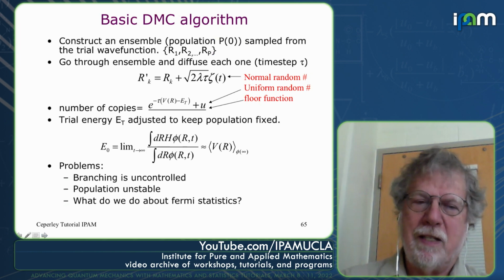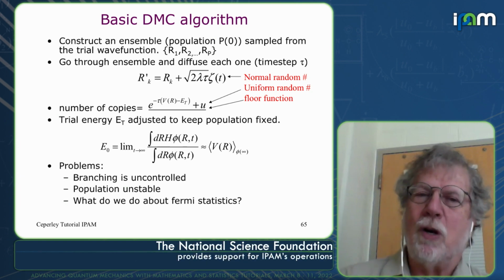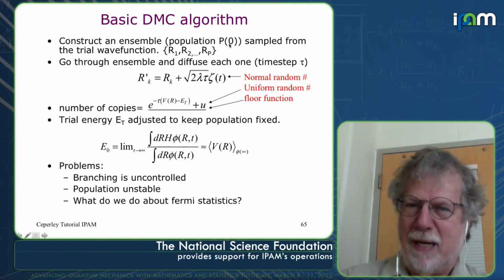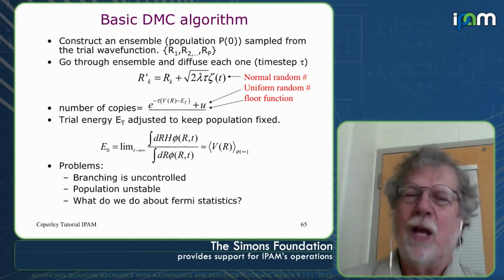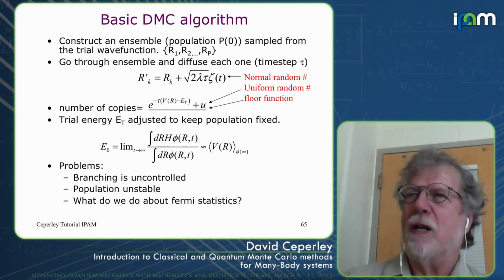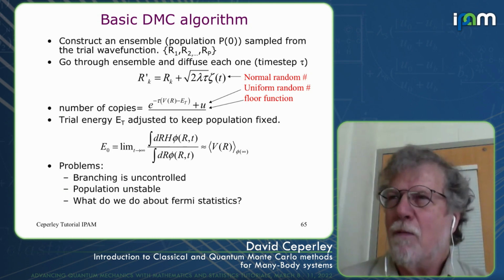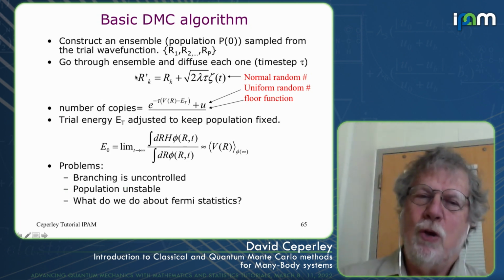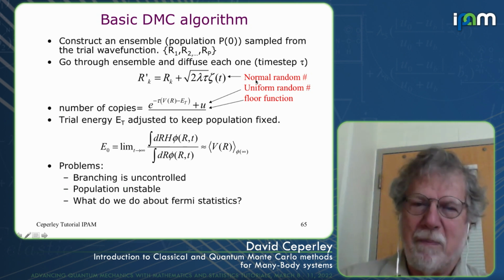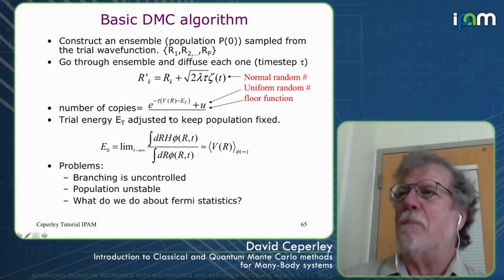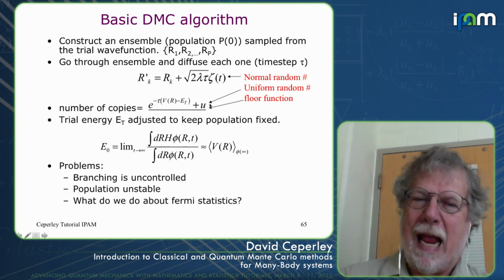Sticking with that for the moment, the way you can do this simulation is you construct an ensemble with some population P consisting of P points in your phase space, R1 up to RP. Each R here is the coordinates, 3n coordinates for n particles. So you have a whole ensemble of your systems, P members. You go through the ensemble and diffuse each step. That's the kinetic operation, and this is a normal random number. Then you make a certain number of copies of it. This is the number of copies, where U is a uniform random number, and this is the branching factor.